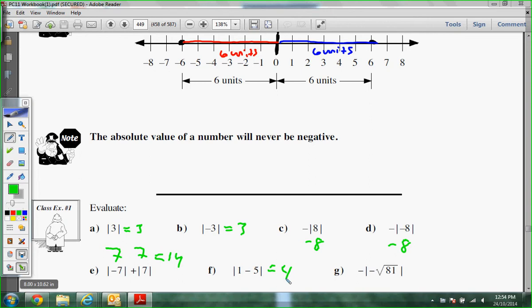What's the square root of 81? I have a negative 9. Absolute value of negative 9 is positive 9, but then that negative outside makes it negative 9. You only include the negatives on that side. Whenever there's a negative on the outside, the answer is going to be negative no matter what. All right, next page.